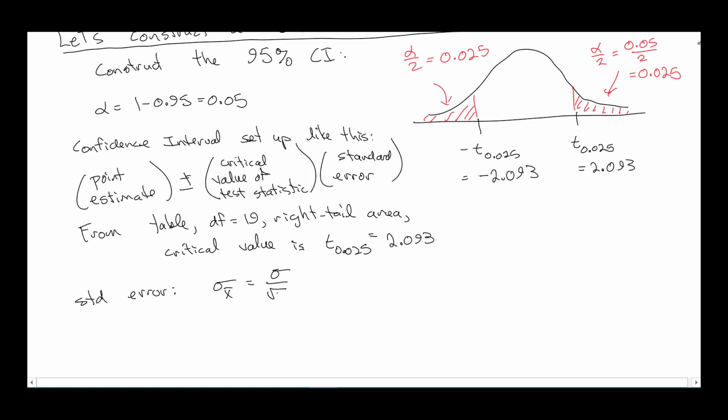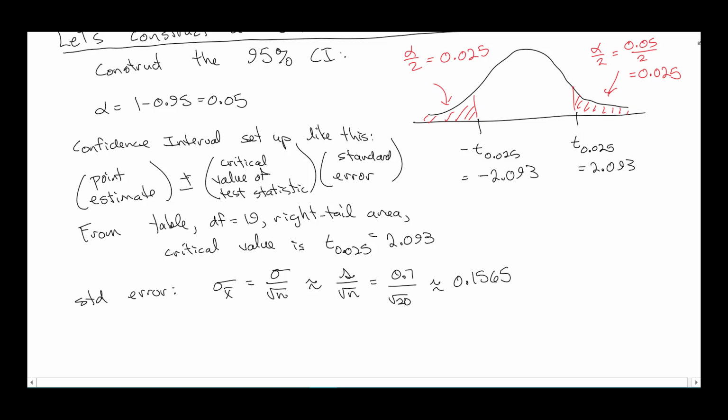So we want to be able to do this, sigma over the square root of n, but we can't because we don't have sigma, so we're going to use s over the square root of n, and so we end up with 0.7 over the square root of 20. So that is our 0.1565. Again, you already did that, so if you wanted to use the information you just calculated, you could, but I'm trying to avoid the scrolling.